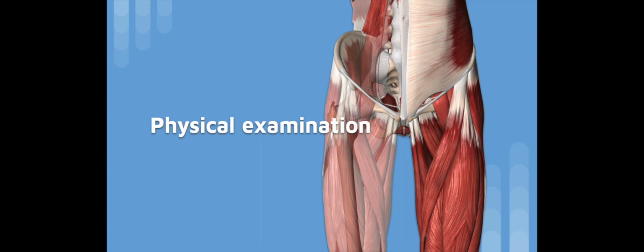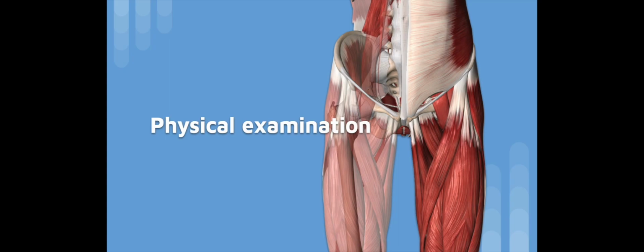Physical examination. Groin pain radiating to the upper leg is a strong indication of intra-articular hip pathology. This means that the pain is coming from within the hip joint itself, rather than from the soft tissue surrounding it. Neurogenic or vascular abnormalities should always be included in the differential diagnosis of hip pain. This is because nerve or blood vessel problems can also cause pain in the hip region.